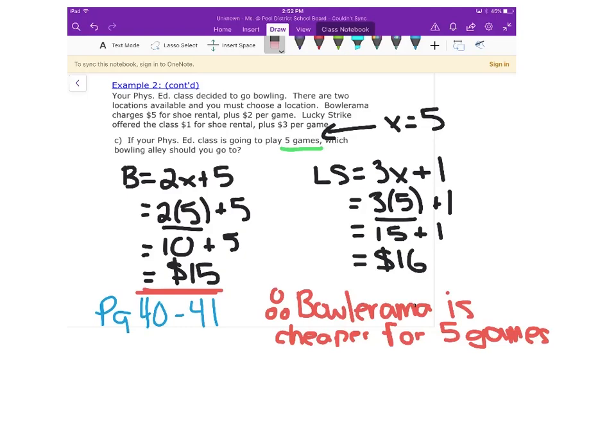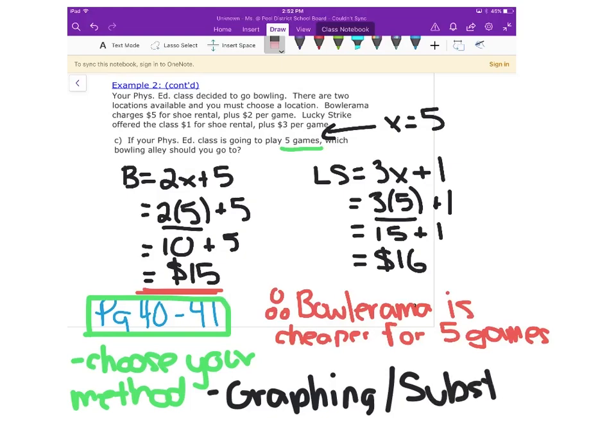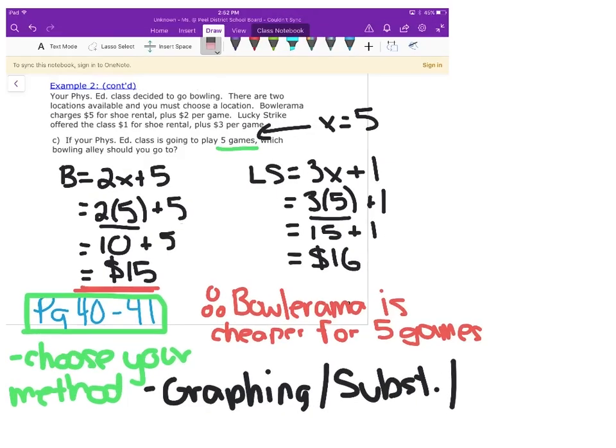For your homework, you're going to be working on pages 40 and 41. Make sure you choose your method, and those methods can either be graphing, substitution, or elimination.